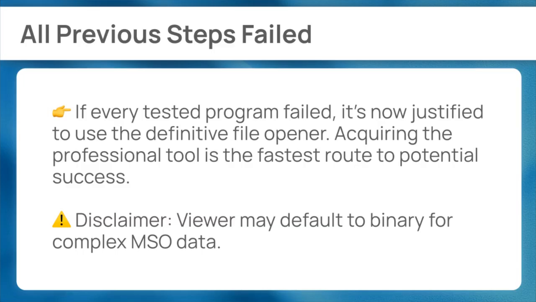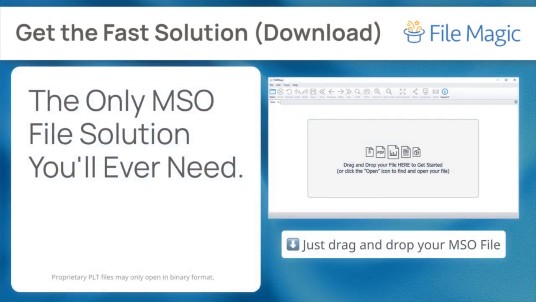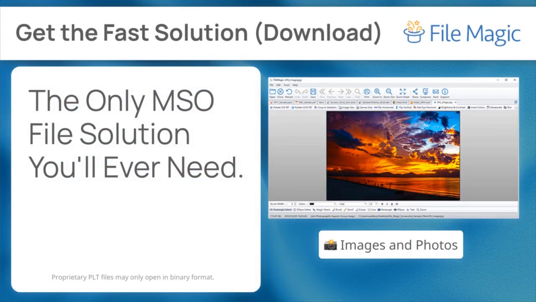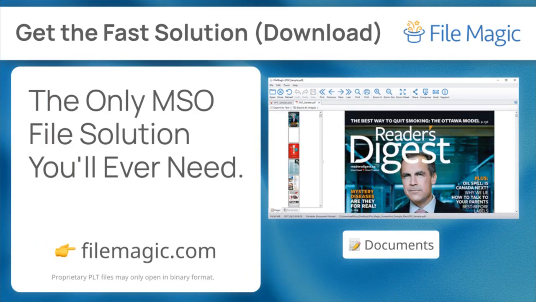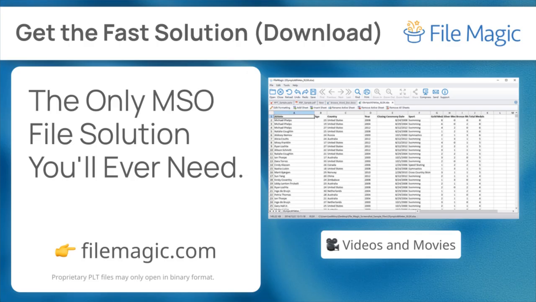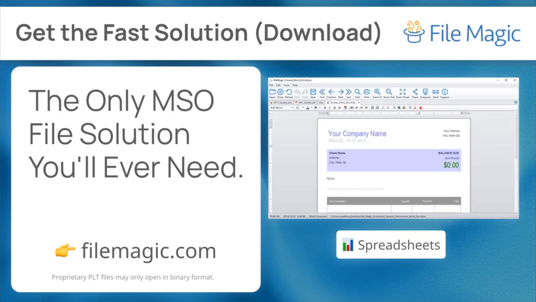If your file is still closed after all earlier tests, it likely needs software that can ignore file header errors. The next professional step gives us the best chance of opening your MSO file. Finally, the MSO problem might be deep-seated. Your most efficient path to success now is using a high-powered universal viewer like FileMagick. This software is available at filemagick.com.